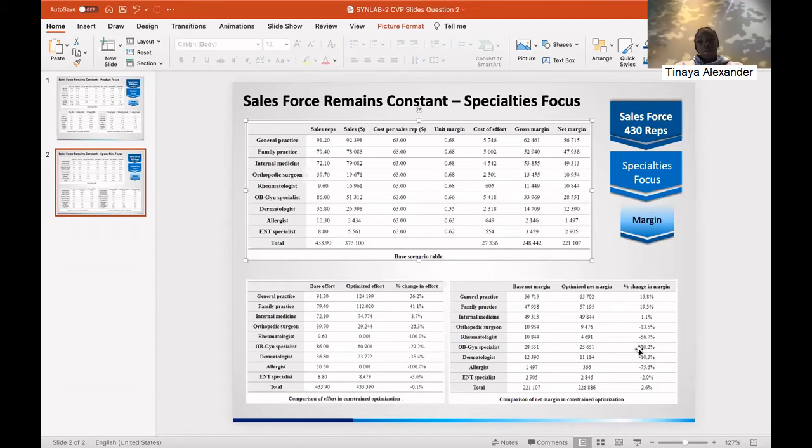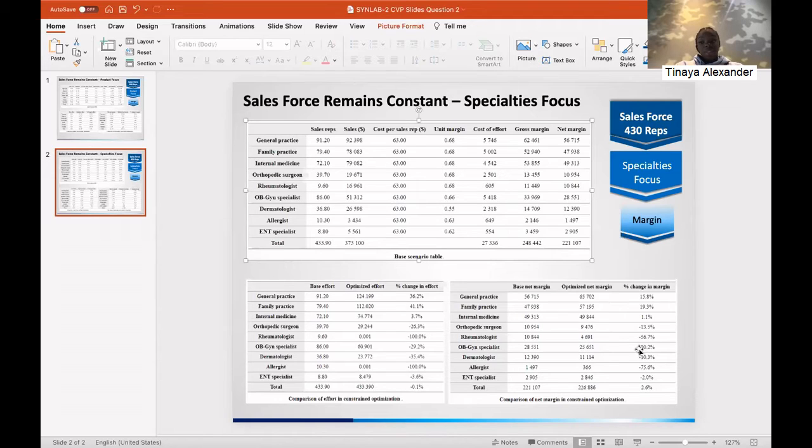And as you can see in the chart, when Santex puts an optimized focus on specific specialties with the sales force, they are increasing their margin from 221,107 to 226,886. Even though they lose margin with many of their specialties, they more than make up for it with general practice and family practice. I would say that they can improve their margin by 2.4% without hiring any additional sales force, which is the goal for any company.